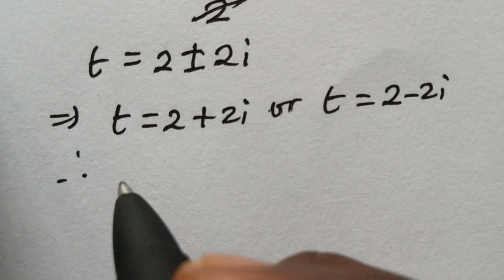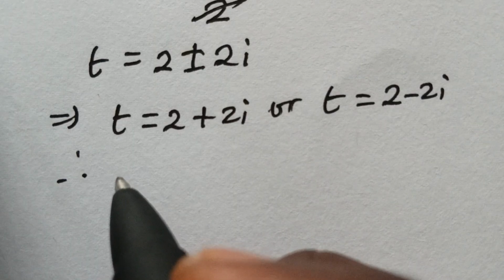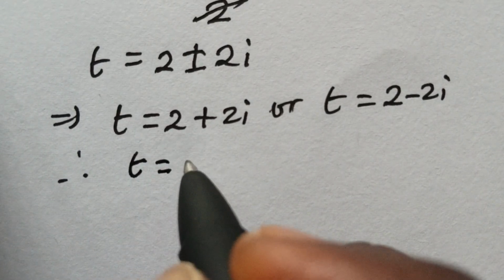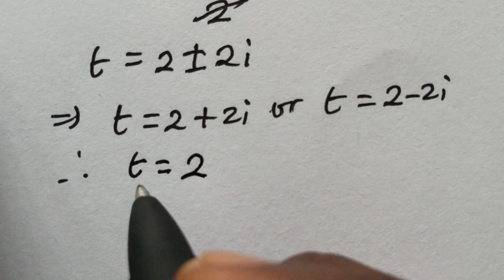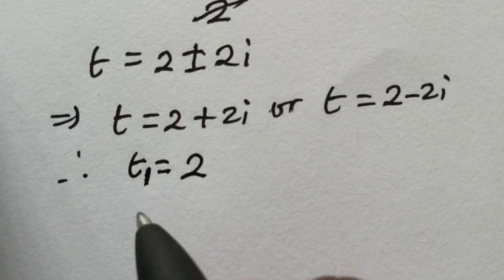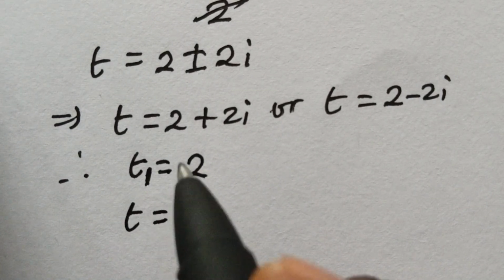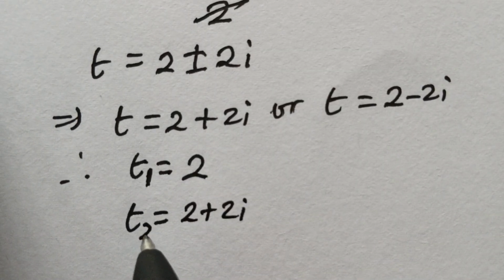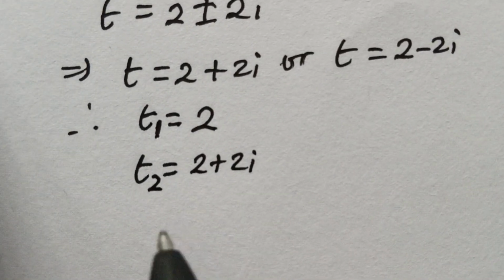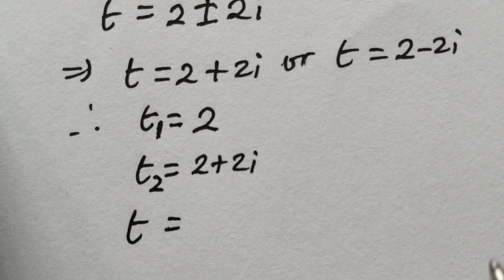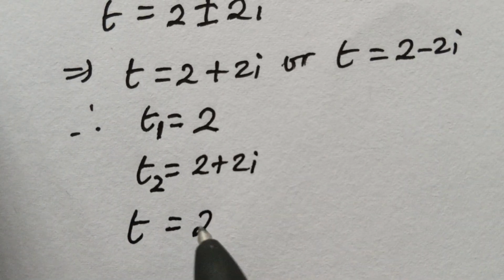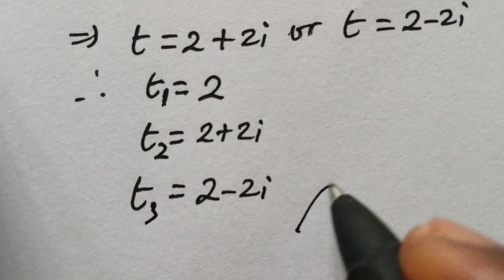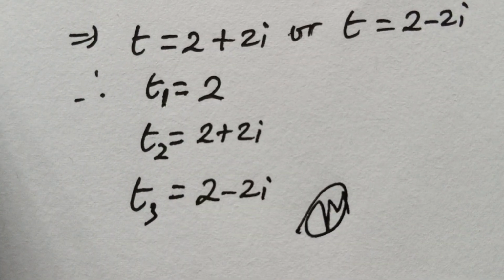Therefore, all the answers that we have for the fourth degree equation are t equal to 2, that's the first solution. Let's call it t1. And t equal to 2 plus 2i, let's call it t2. And t equal to 2 minus 2i, let's call it t3. This is the required solution for the fourth degree equation.